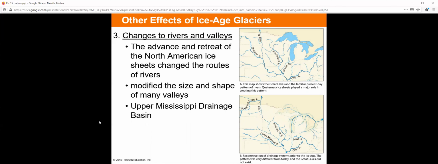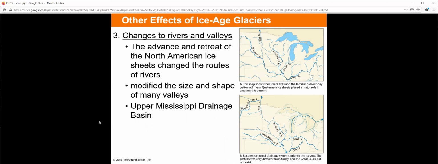This causes changes to rivers and valleys, as you would expect, right? The advance and retreat of North American ice sheets changed the routes of many rivers. The map shows the Great Lakes and familiar present-day patterns of rivers. The continental ice sheets played a major role in creating this pattern. Here, we can see a reconstruction of drainage systems prior to the Ice Age.